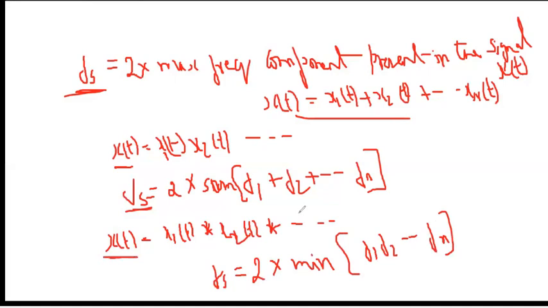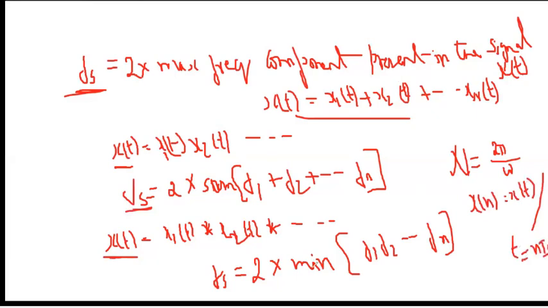For the x of t signal given as the convolution of two signals, it is 2 into the minimum of the frequency components. The plus case is for the sum of two signals, and the other one is for a product. The fundamental frequency: N is equal to 2 pi by omega, where x of n is x of t, x of n is discrete and t is continuous, t is equal to n into Ts. My dear students, you have to remember all these things to solve more examples in sampling.